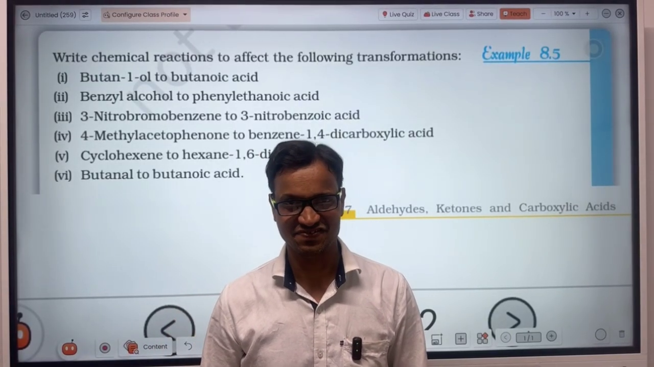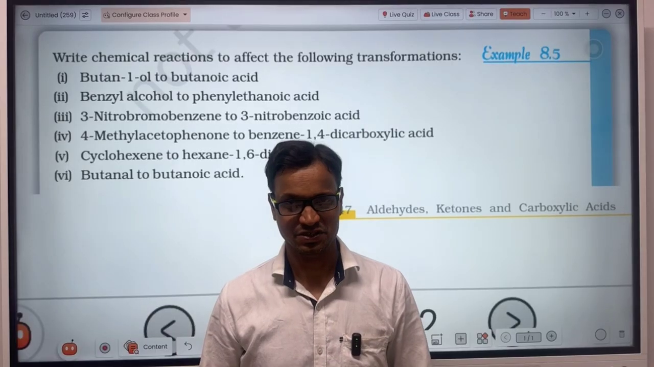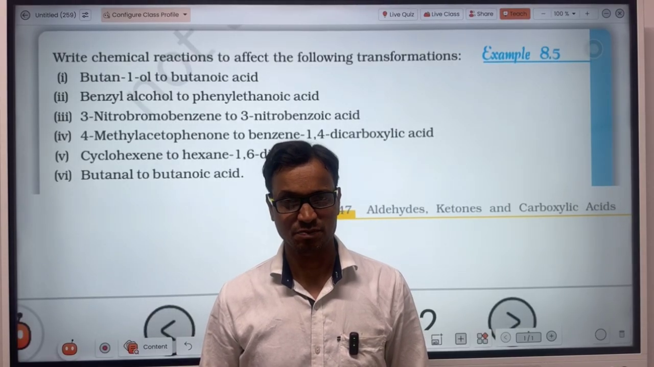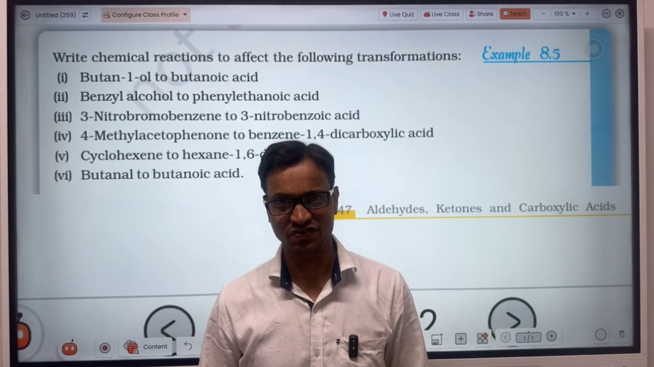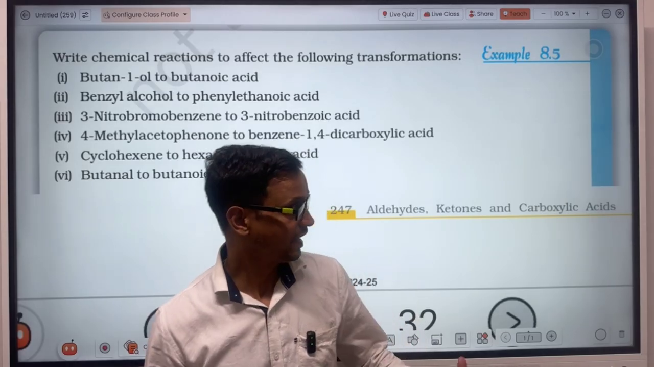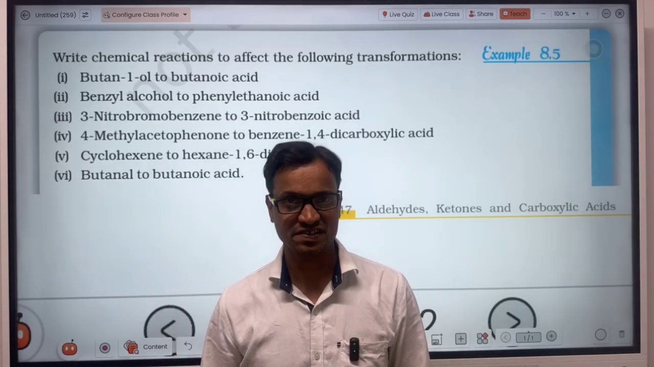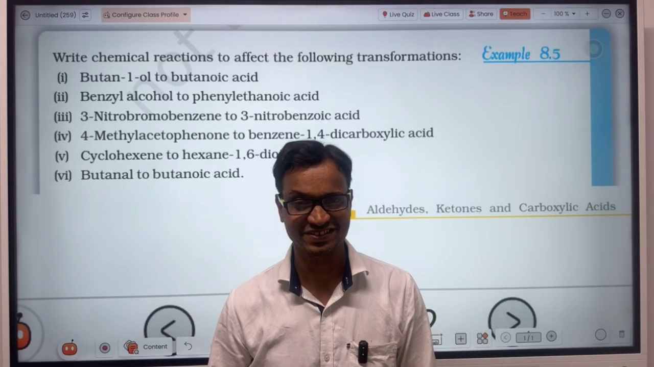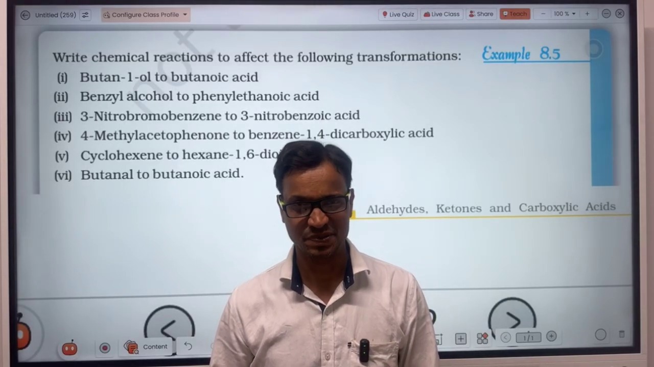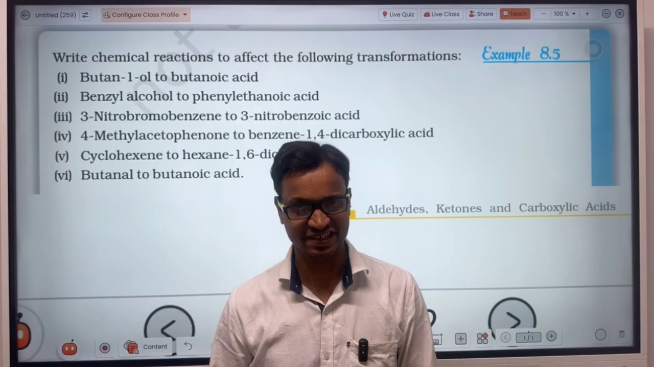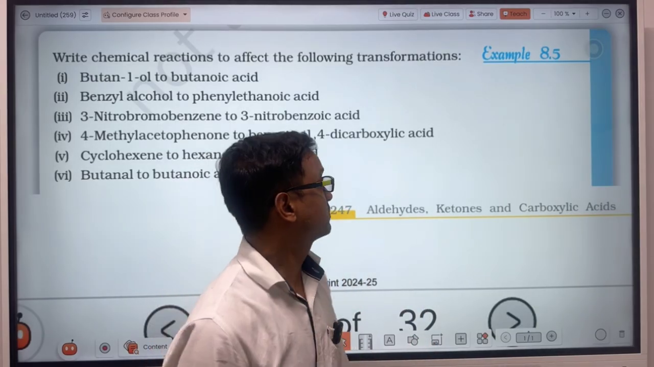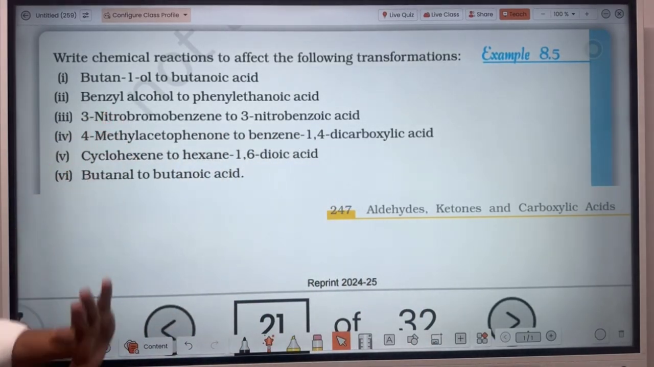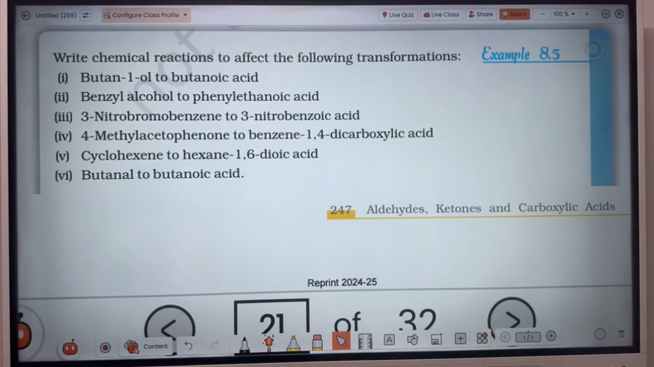In the last class, we discussed the nomenclature and method of preparation of carboxylic acid. In this class, we will discuss the in-text questions related to the method of preparation of carboxylic acid. Let's see. First one is butan-1-ol to butanoic acid.